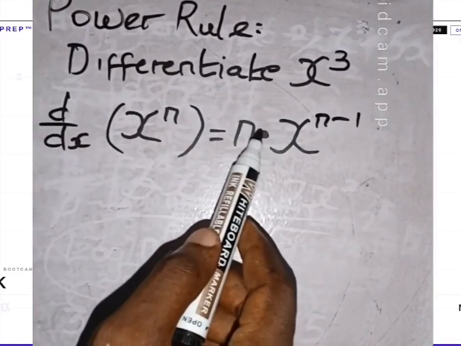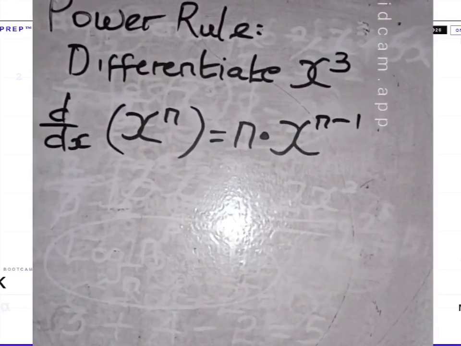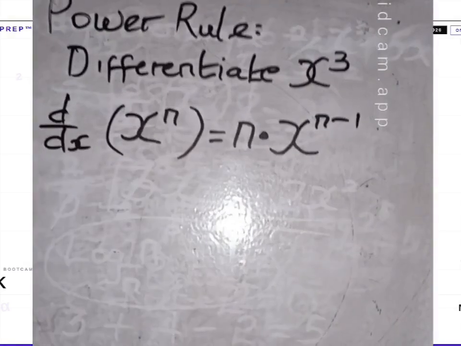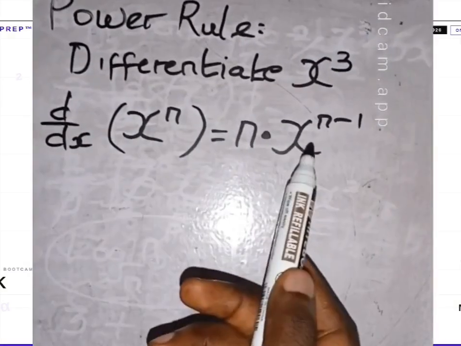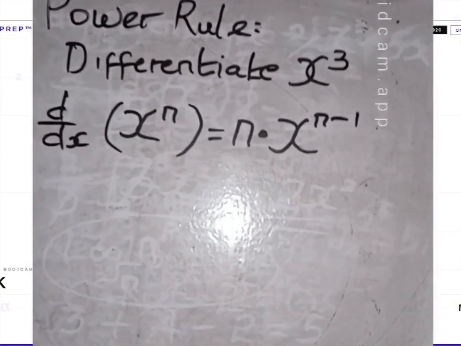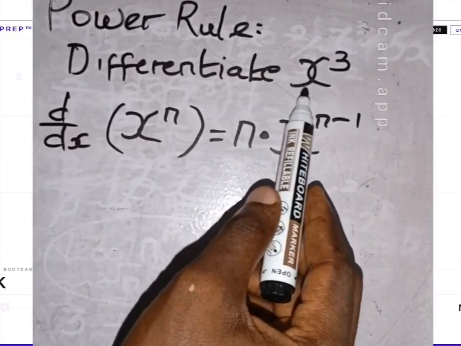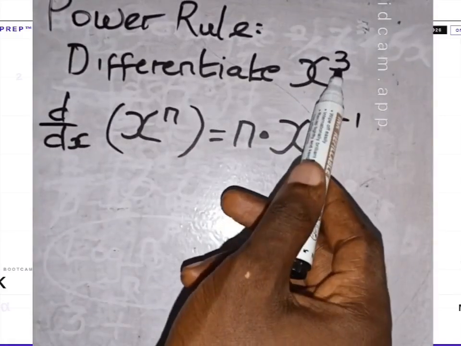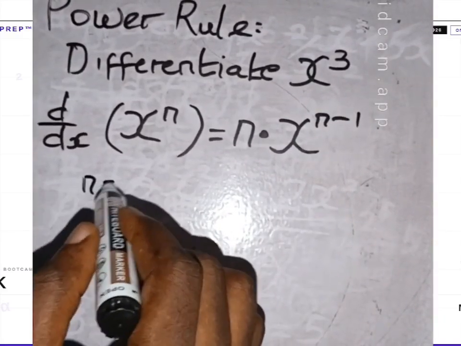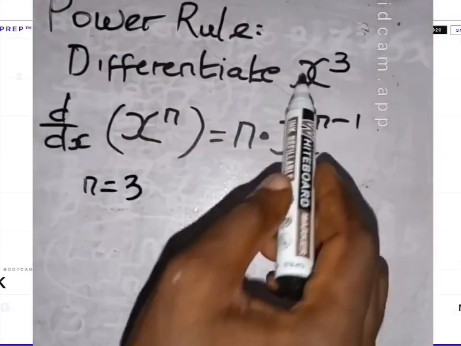In differentiation, you use a dot to represent multiplication. So the dot here is representing multiplication. So you take whatever your n is, use it to multiply the function, and then subtract 1 from the power. So if we look at the problem, we're given power n, which is representing the power, which is 3. So for our function, n is 3. That's in x raised to power 3.